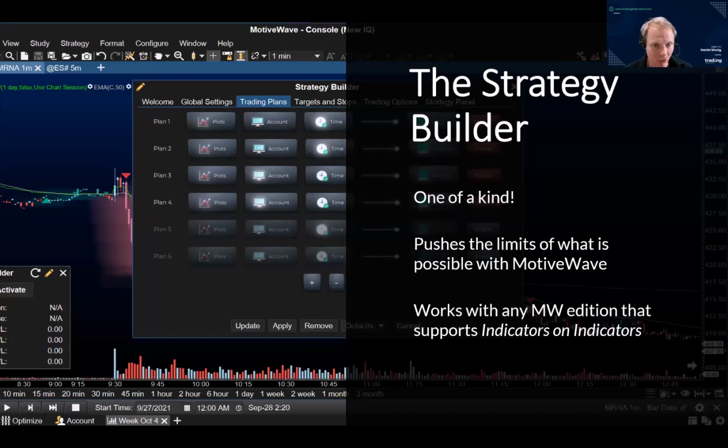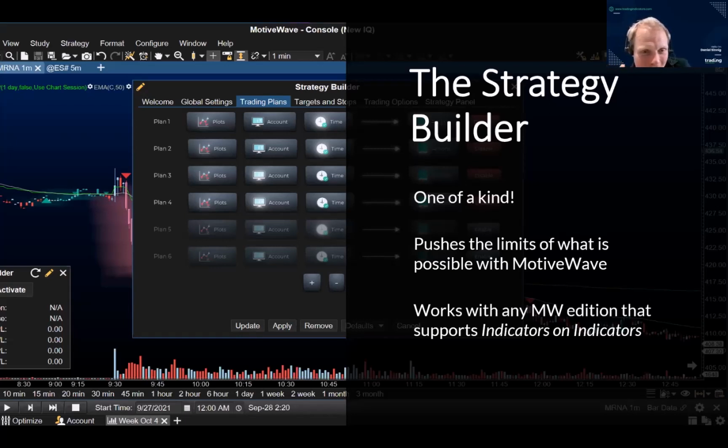MotiveWave is one of the most powerful trading platforms out there. It started off as a platform for identifying Elliott wave counts, but it has quickly evolved from that point on to be a fully fledged trading platform with hundreds of built-in studies and strategies, with a scanning function, with watch lists. You can trade options with MotiveWave and so forth. So it's really a fully fledged platform. But there was one thing missing, which is a strategy builder.